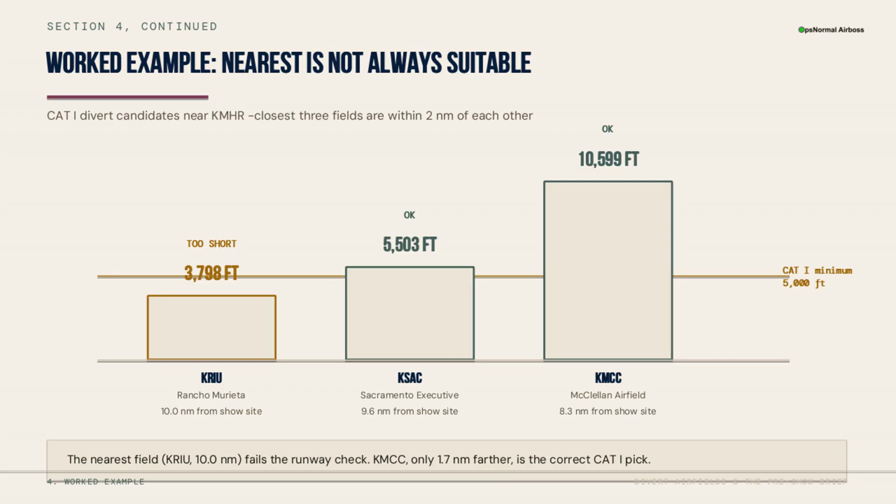But its longest runway is only 3,798 feet, well under the 5,000-foot minimum for a Category 1 aircraft, so it fails the check and drops off the list. Sacramento Executive clears the minimum with runway to spare, and McClellan Airfield, only 1.7 nautical miles closer than Rancho Murrieta, has a runway over 2 miles long. So the correct Category 1 pick isn't the nearest field. It's the nearest field that actually passes the check.